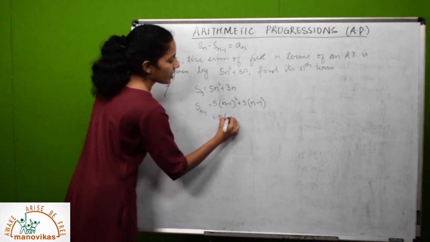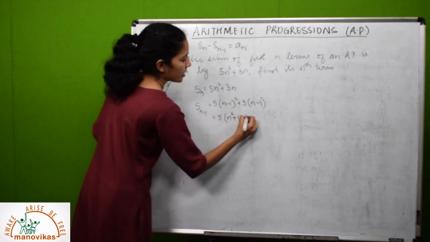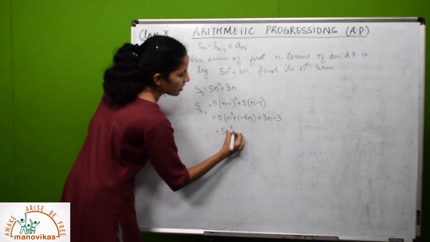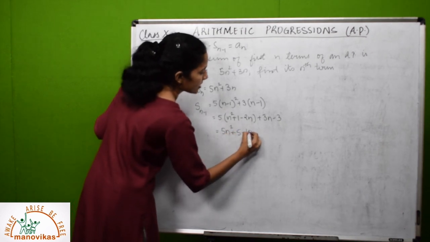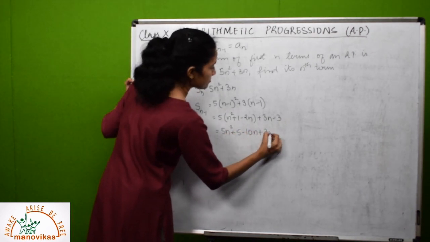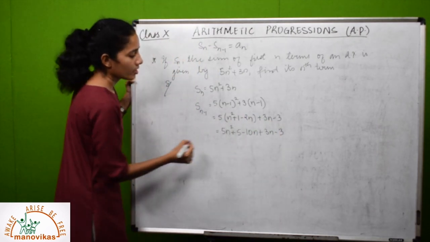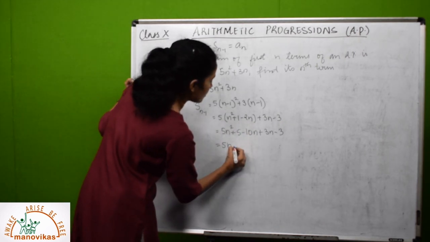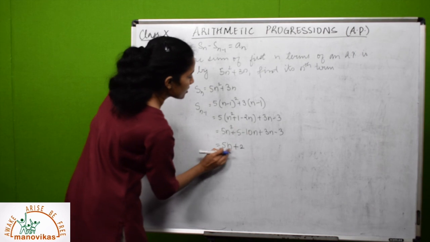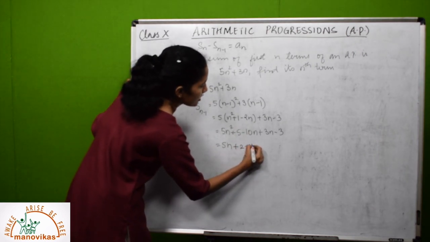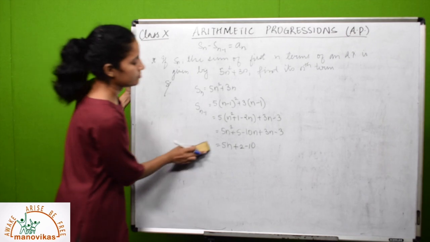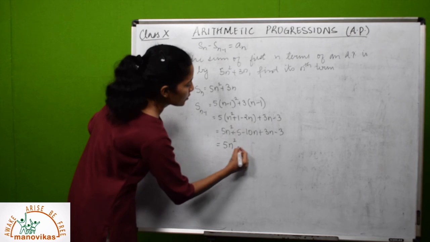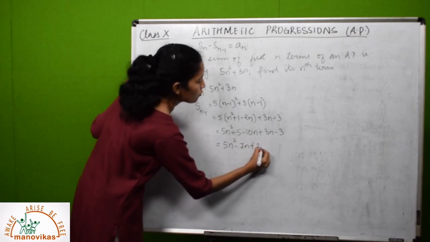Opening up the brackets, I have 5 times n square plus 1 minus 2n, plus 3n minus 3, which is 5n square plus 5 minus 10n plus 3n minus 3. So I have 5n square, this will be negative 7n plus 2.